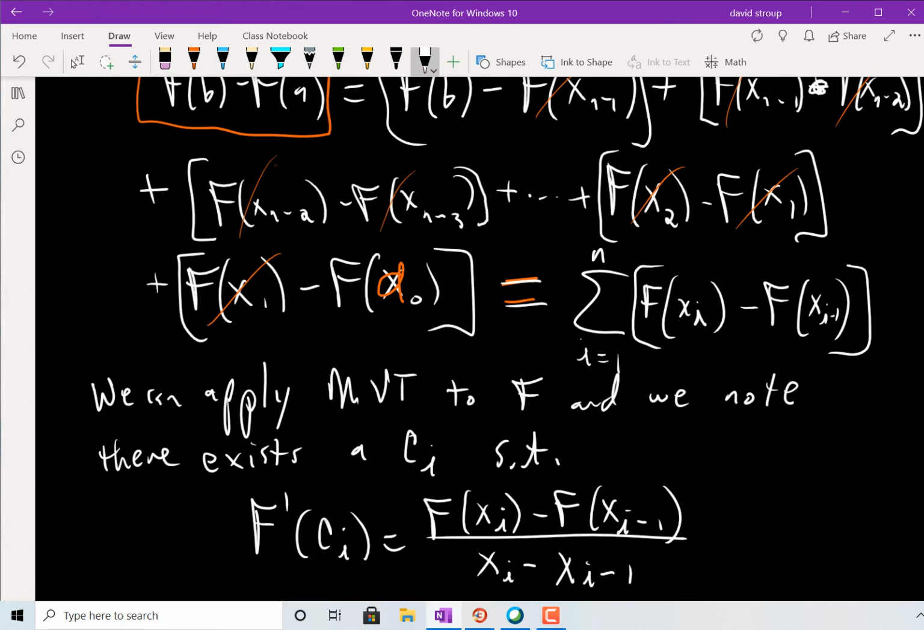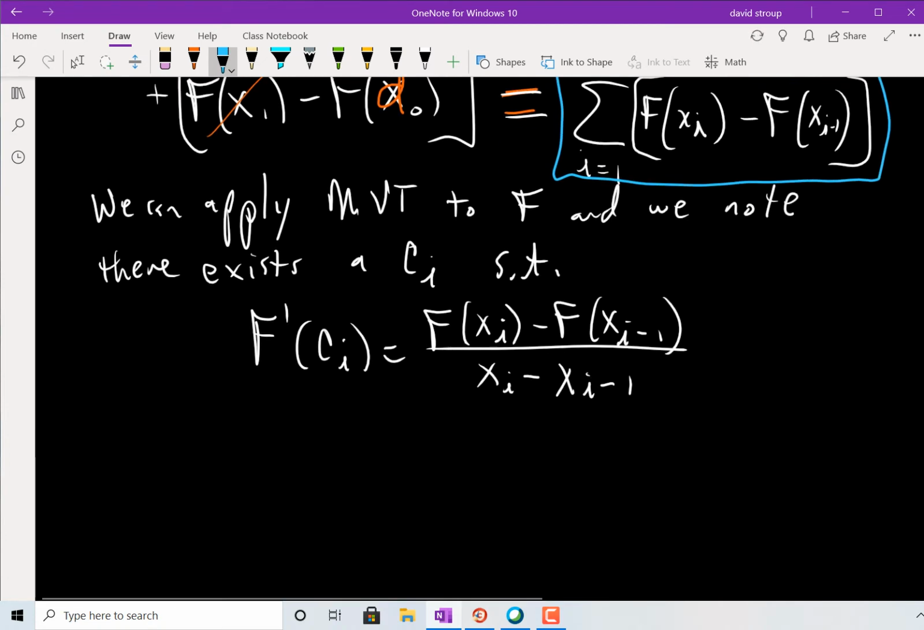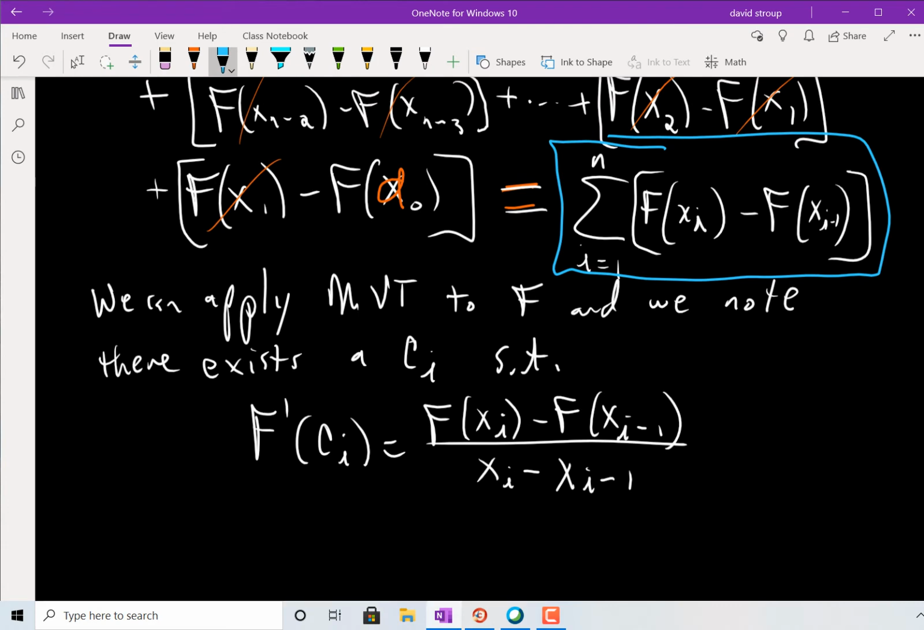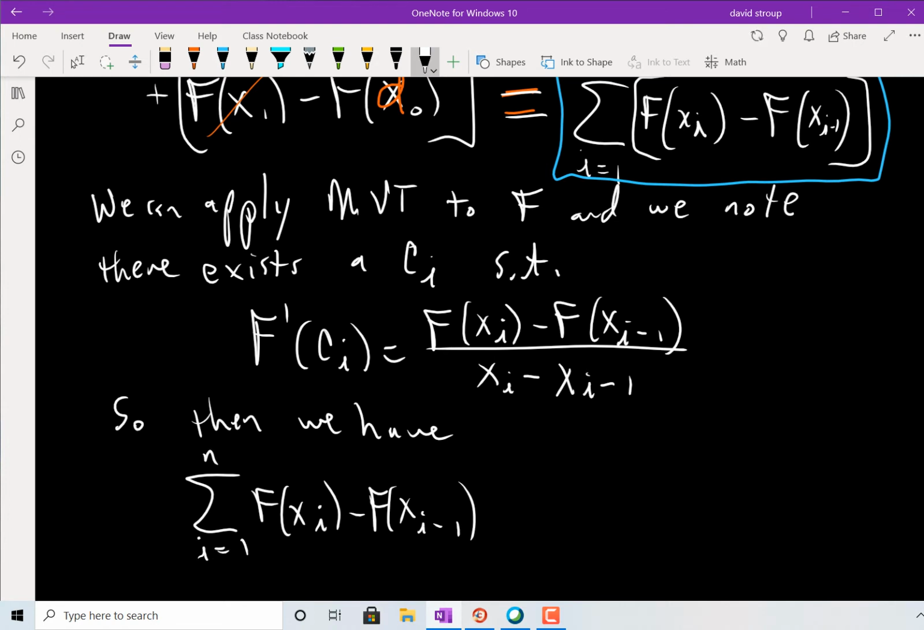Well, it's because now I'm going to be able to rewrite the sum that I stopped with, this one I'm boxing in blue. I'm going to be able to rewrite that, and I'll almost get a Riemann sum out of it with this definition, or with this mean value theorem. Okay, so then we have, let's rewrite that blue thing there, the sum of big F of x sub i minus big F of x sub i minus 1 from i equals 1 to n.